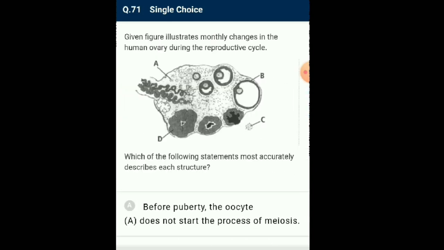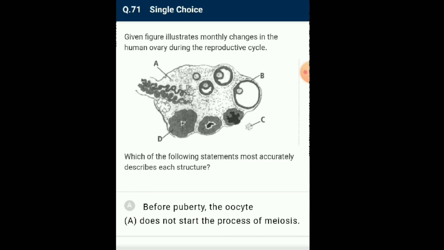Question number 71. The given figure illustrates monthly changes in the human ovary during the reproductive cycle. Which of the following statements most accurately describes each structure? At birth, the ovaries have about 2 million follicles, each with an ovum that has started meiosis, but it is arrested in prophase 1 of the meiotic division. At this stage, the ova are called primary oocytes, labeled as A.